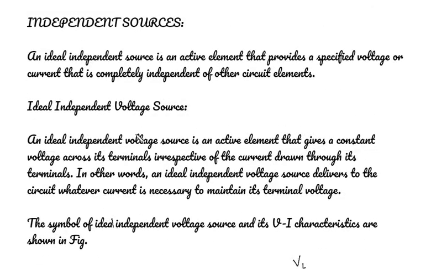An ideal independent voltage source is an active element that gives a constant voltage across its terminals, irrespective of the current drawn through its terminals. In other words, an ideal independent voltage source delivers to the circuit whatever current is necessary to maintain its terminal voltage.